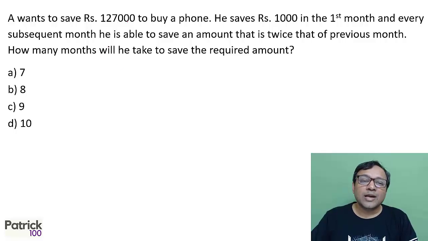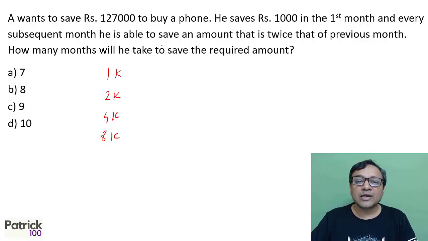A wants to save 127,000. In the first month he saves 1,000, I write 1K. And every subsequent month he saves an amount which is twice the previous month. So 2K, 4K, 8K and so on. How many months will it take to save the required total amount?